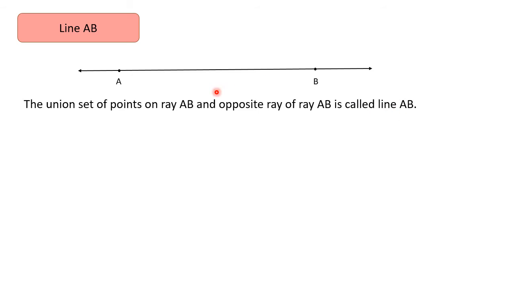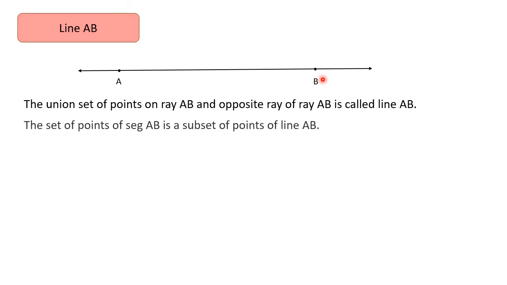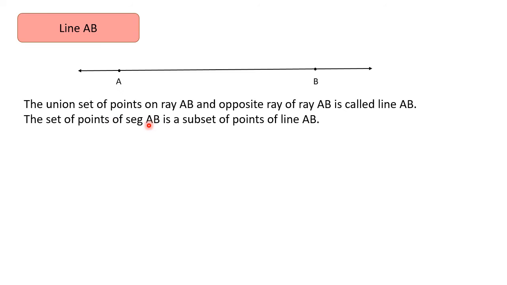Okay. Why is it defined in this manner? Because it has two arrows which are opposite on both the sides. Okay. A set of points of segment AB is a subset of points of line AB. So what is this next line? A set of points of segment AB. So segment AB has endpoints A and B. So all the points which are included, they are a subset. That means they are a small element of all the points of line AB.